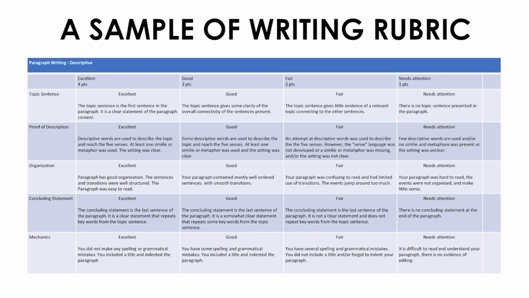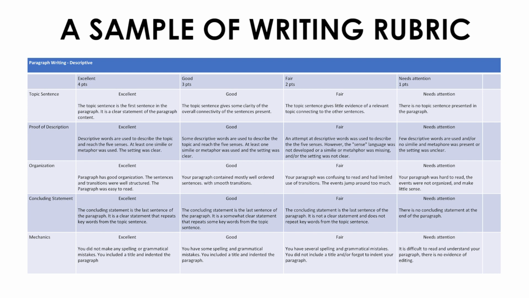And then the students will get good, or 3 points, when their topic sentence gives some clarity of the overall connectivity of the sentences present, and they will get fair if their topic sentence gives little evidence of a relevant topic connecting to the other sentences, and they will get 1 point if there is no topic sentence presented in the paragraph. So these descriptions are very important so that we can assess the students' writing fairly.